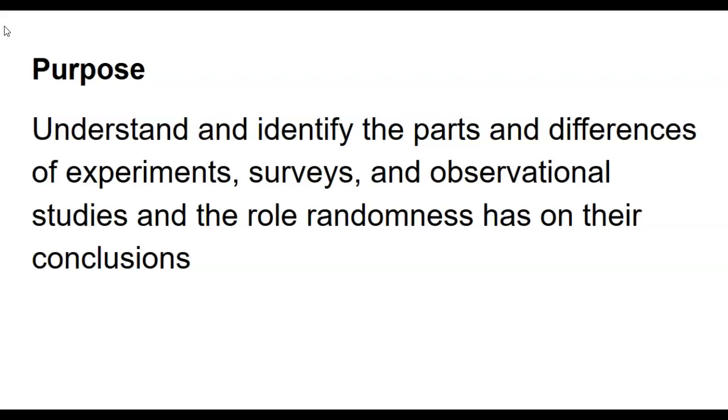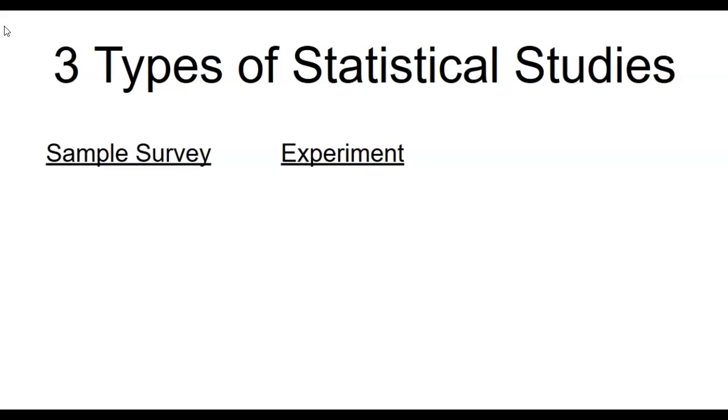The purpose of this lesson is to understand and identify the parts and differences of experiments, surveys, and observational studies, and the role randomness has on their conclusions. There are three main types of statistical studies: sample surveys, experiments, and observational studies. What are the differences between the types?